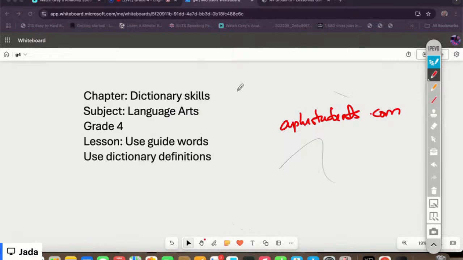Today our lesson will be dictionary skills. First, you have to log in using aplusstudent.com. Click on your name and move on to Language at Grade 4. The chapter is Dictionary Skills and the lesson is use dictionary words, use guide words, and use dictionary definition.